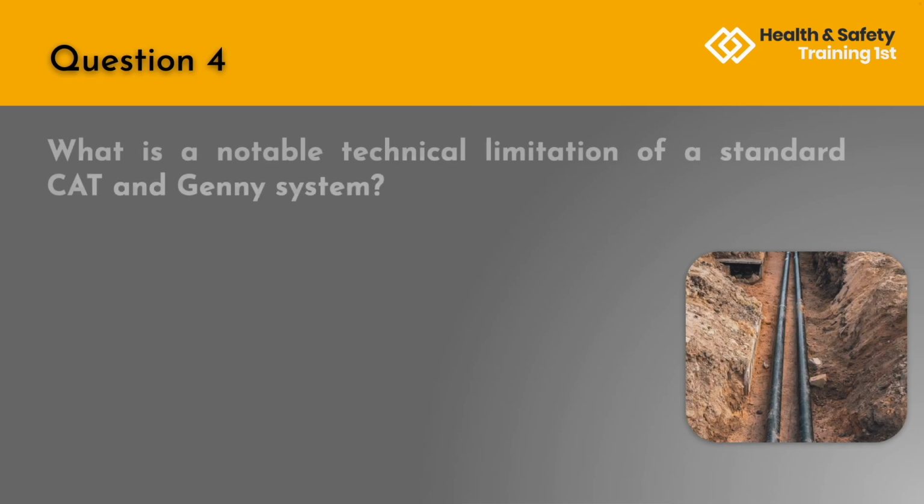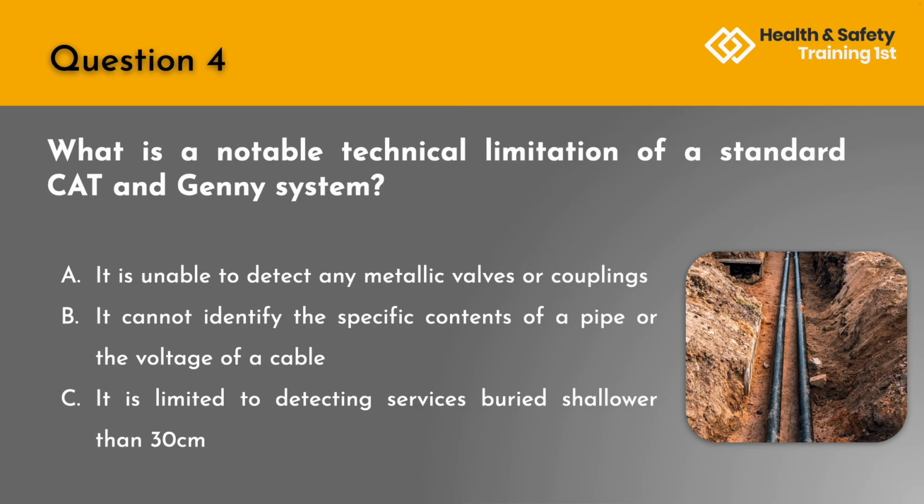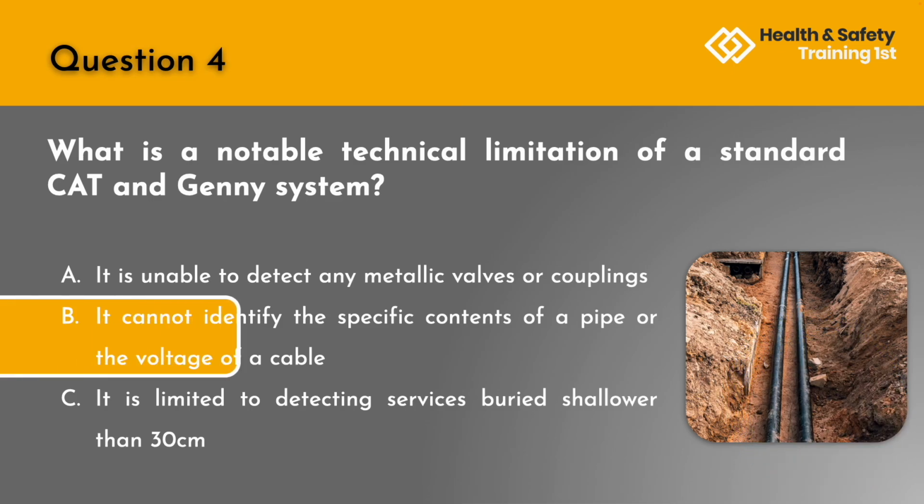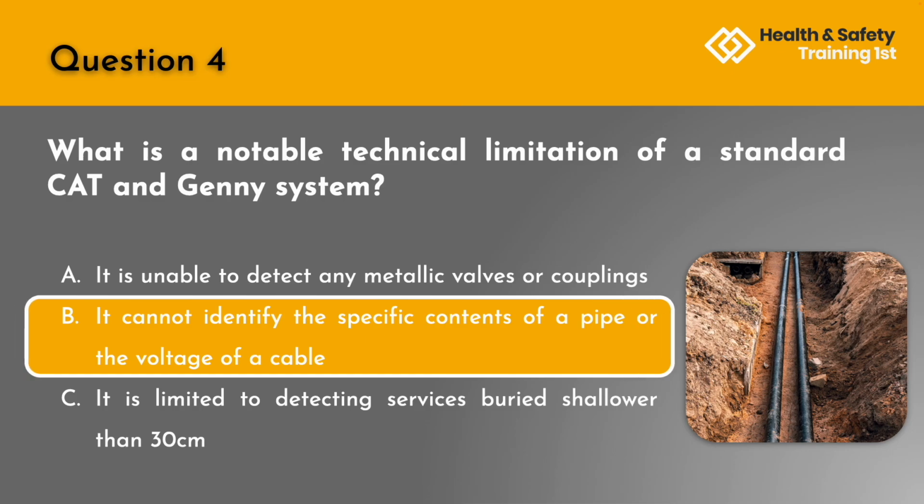Question 4. What is a notable technical limitation of a standard Cat and Genny system? A. It is unable to detect any metallic valves or couplings. B. It cannot identify the specific contents of a pipe or the voltage of a cable. Or C. It is limited to detecting services buried shallower than 30 centimeters. The correct answer is B. It cannot identify the specific contents of a pipe or the voltage of a cable.